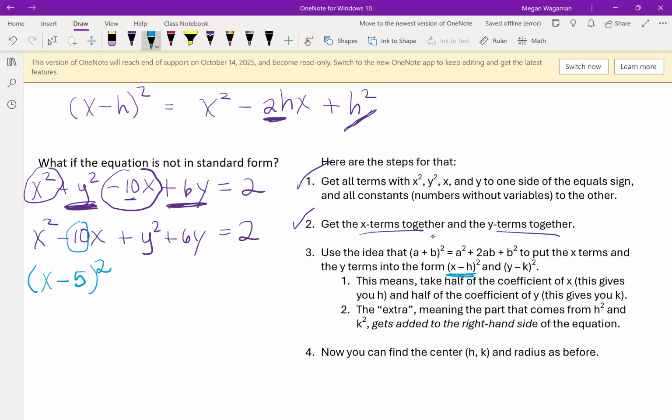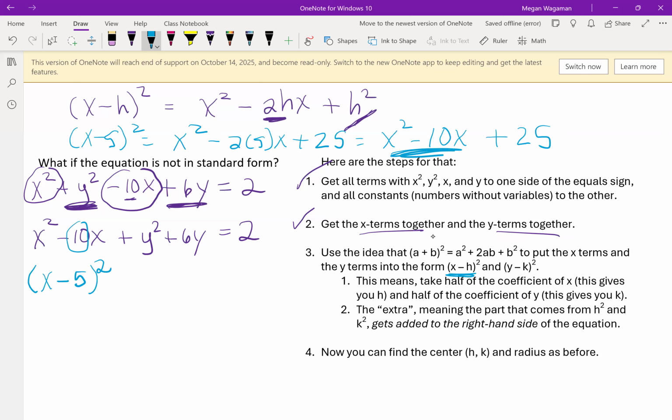So I have (x minus 5) squared, because if I do this, it's going to give me x squared minus 2 times 5 times x plus 5 squared. And this is x squared minus 10x. That's the key. That's what I wanted to get, that 10x. But I have this extra plus 25. So over here, where I already have my 2, I'm going to write an extra plus 25 because I essentially added it over here. So I also need to add it there to keep everything equal.